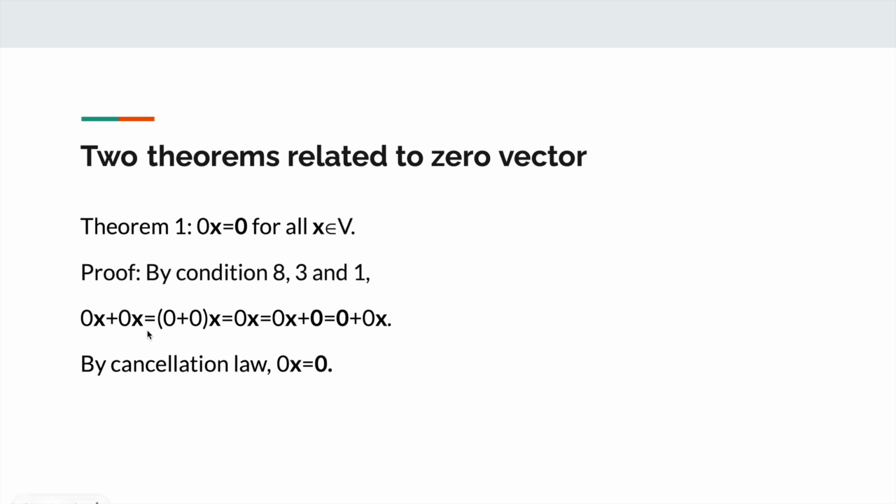0x plus 0x equals bracket 0 plus 0, x, by the distributivity, equals 0x, equals 0x plus zero vector, equals zero vector plus 0 times vector x by commutativity. By cancellation law, we have 0x equals the zero vector.